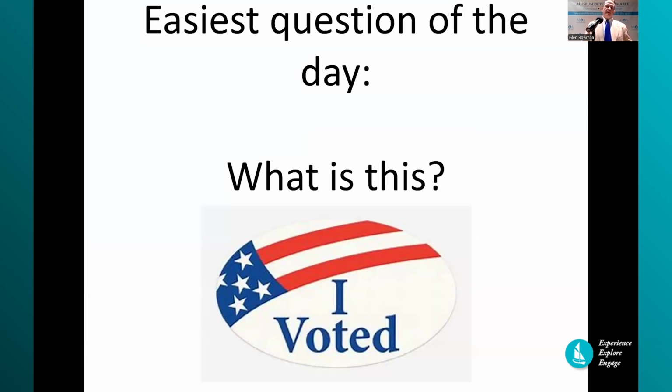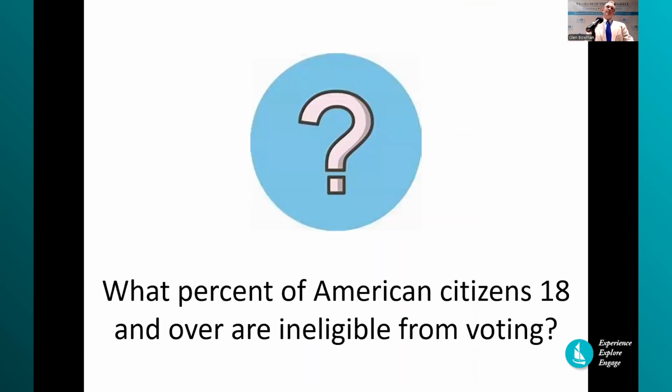I think this is a pretty obvious answer. If you've ever been around election time, you know what that is, right? That is a sticker. Sometimes you see that people wear the stickers on their jackets after they voted. Everybody knows what that means. That's an easy question. Here's a more difficult question.